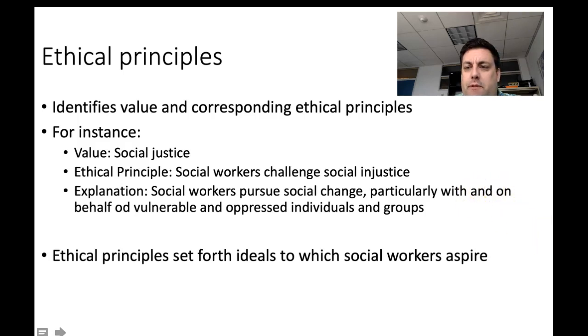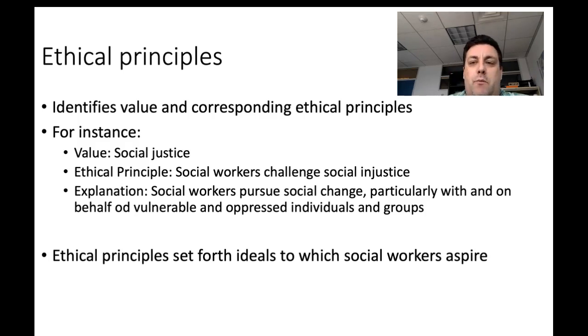The ethical principles, we're now in the 3rd section here. So this is where we come back to the values identified in that first section. So it identifies a value and a corresponding ethical principle. And this is exactly why we spent a few weeks discussing the distinction between values and ethics, right? And so this is interestingly where they overlap, but where we see sort of the role of a value and the role of the ethical principle.